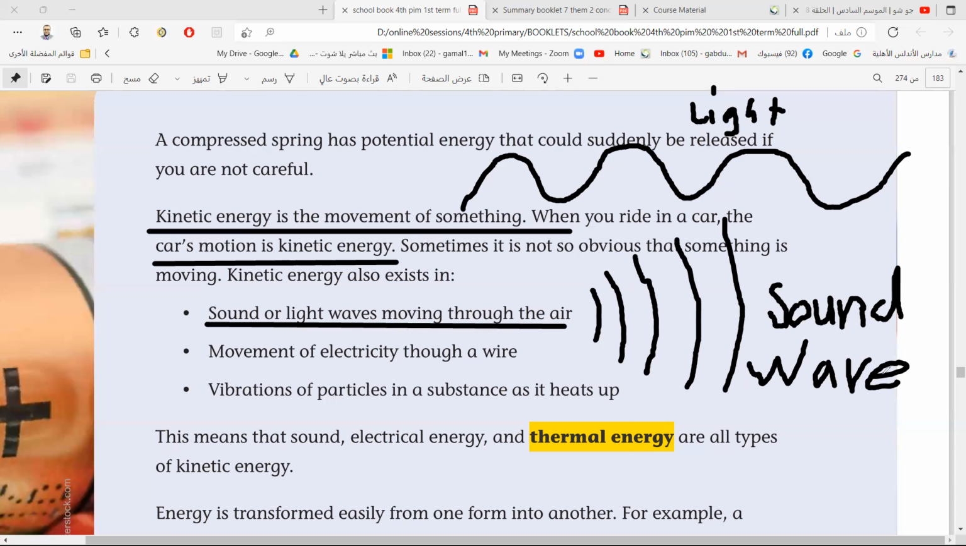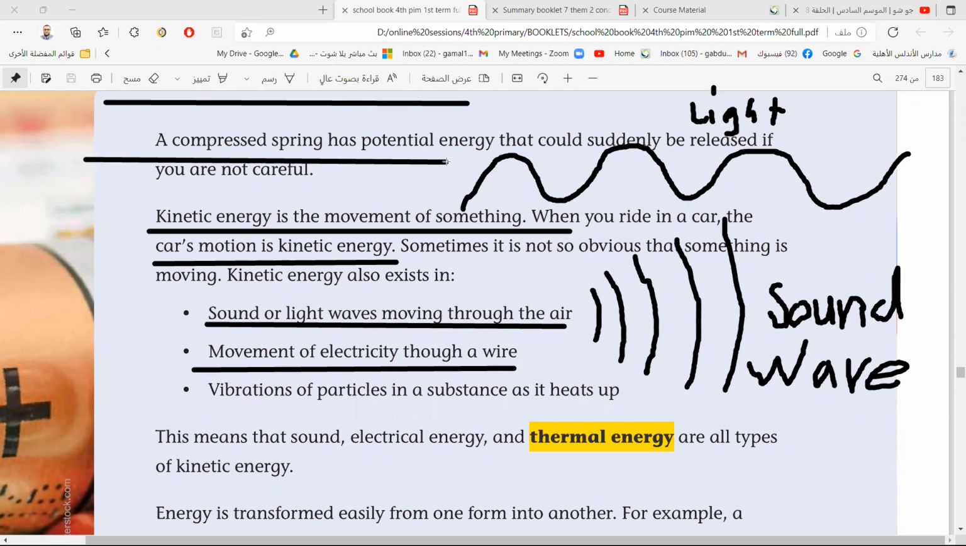Another type is the movement of electricity in the wire. You know the wire, there is electricity moving inside it. What moves in the wire? Electricity is moving in a wire. Electricity is also kinetic energy, because electricity moves in a wire. Look, this is a wire, okay?